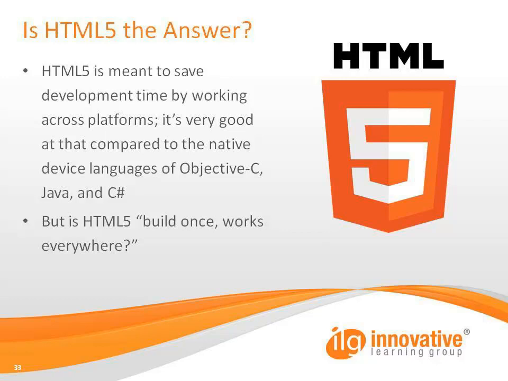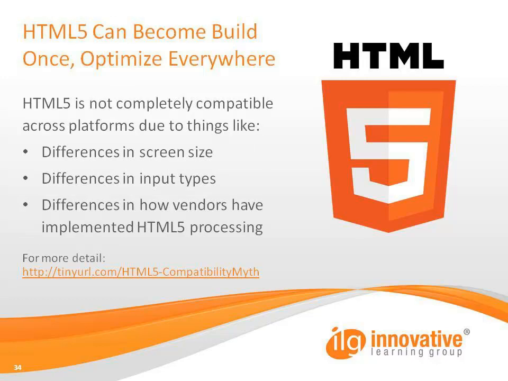All right, let's step back again from specific tools and look at a few general approaches to tackling mobile authoring tools across platforms. So let's start with HTML5. Can it solve all of our problems? HTML5 is meant to save development time by working across platforms. And I have to say it's very good at that compared to the native device languages like Objective-C, Java, and C#, which if you've built in those languages, they don't work on the other platforms at all. But is HTML5 really a build once, works everywhere solution? I'd say the answer to that is no. At least as it exists right now, HTML5 can easily become a build once, optimize everywhere solution due to the wide range of devices.